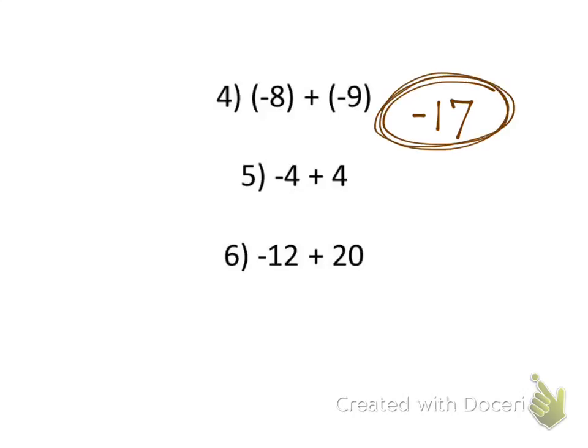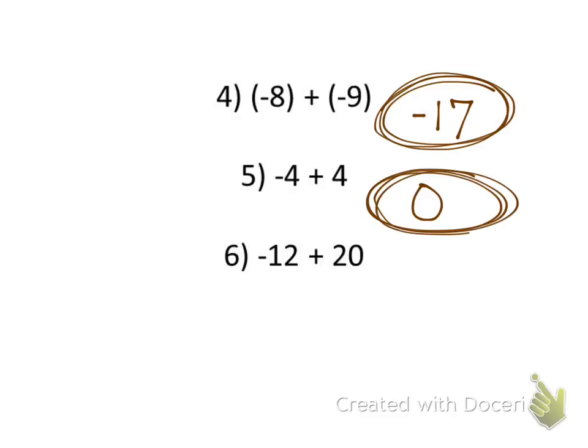12 plus 20. So what's the sign going to be? All right, next one. Negative 4 plus 4. Are the signs the same or different? Different. When they're different, you subtract the numbers, keep the sign of the larger number. So what's 4 minus 4? 0. Is 0 positive or negative? Neither. You don't need a sign with a 0. It's just 0.